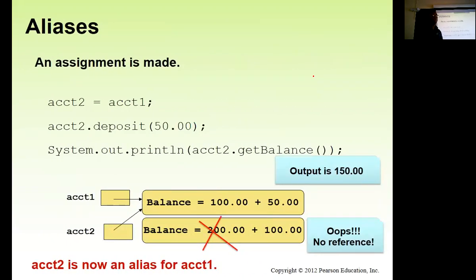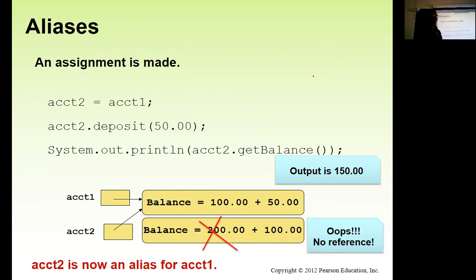Now I take whatever is in account 1 and put it in account 2. What ends up happening? All of a sudden, I have lost whatever was in account 2, because the reference in account 1 overrides the reference in account 2. So both of them are now linked, or referencing the same object.